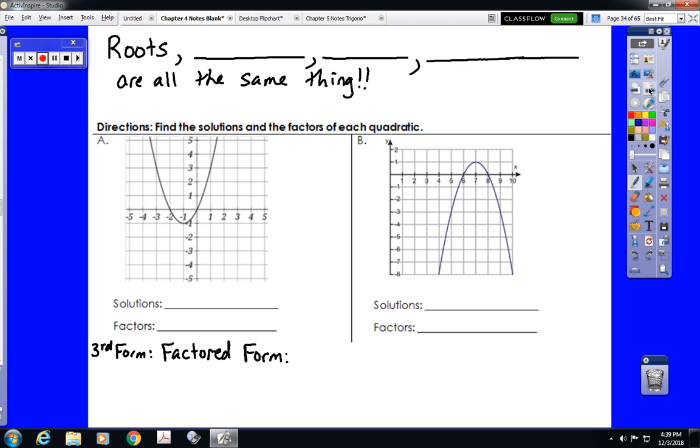Okay, the final thing is to discuss how to use the graph of an equation to find the roots, solutions, zeros, x-intercepts. Notice how many different words I said there, because roots, solutions, zeros, and x-intercepts are all exactly the same thing. So you're going to see these problems where they give you a graph and they say find the solutions and the factors of each quadratic. So let's talk about the relationship between those two. The solutions are the x-intercepts.